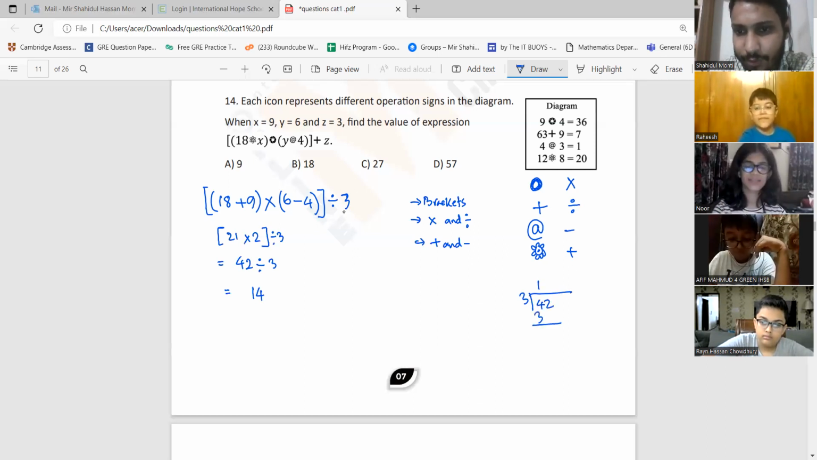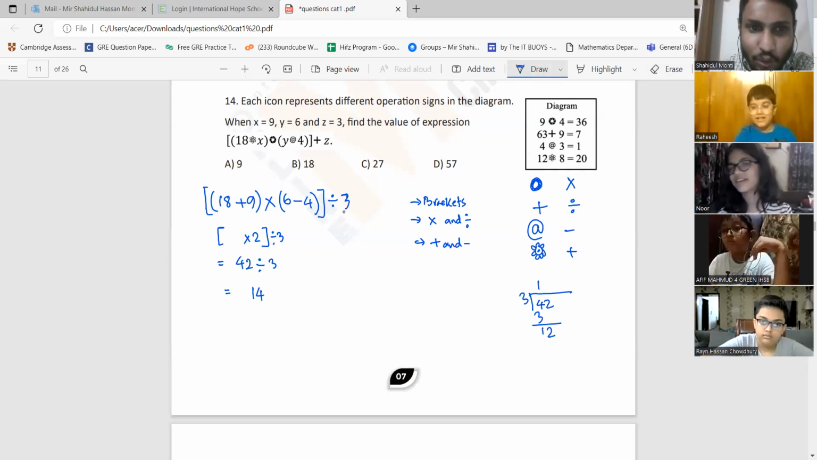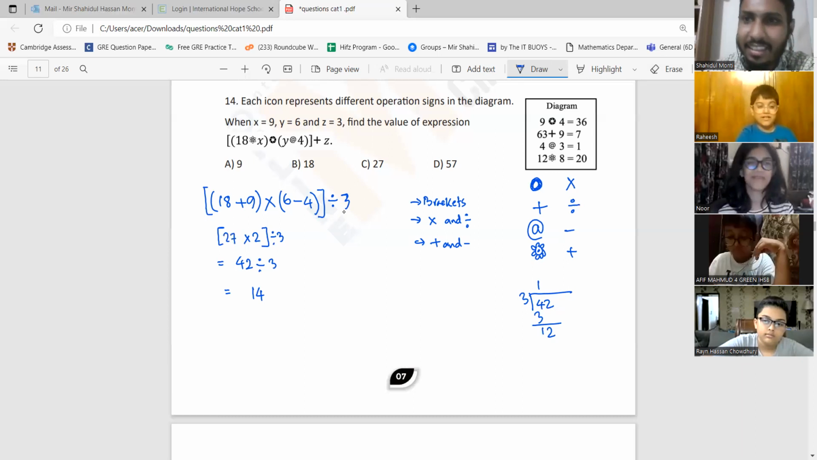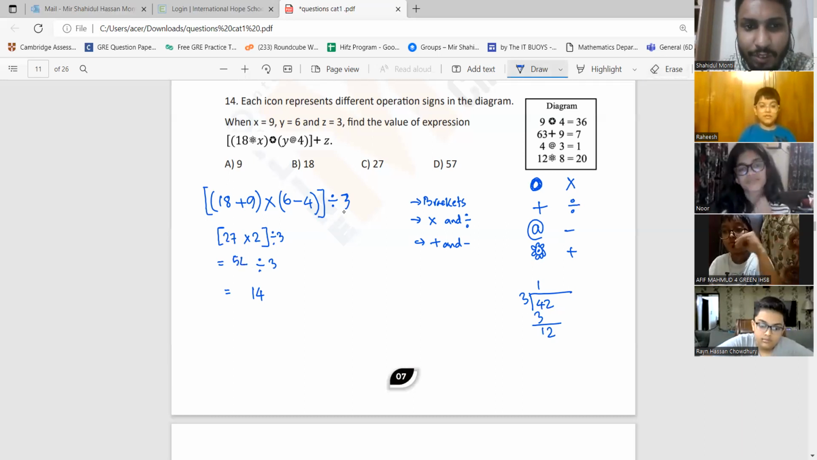Sir, isn't 18 plus 9 supposed to be 27? You wrote 21. Oh, thank you, students. Big mistake. Thank you very much. That is equal to 27. So 27 into 2, that is equal to 54. And 54 divided by 3, that should be equal to 18. 54 divided by 3 is 18.